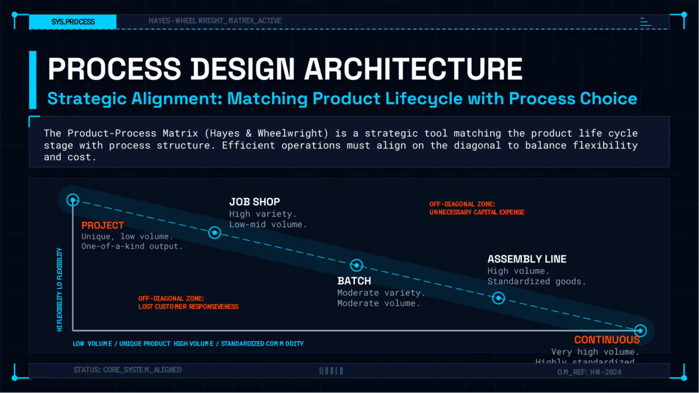The process design matrix on this slide shows how product variety and volume influence the right process structure. At one end are custom, low-volume project environments, and at the other are high-volume, continuous systems. The diagonal represents the best fit between product lifecycle and process choice. When a business moves off that line, it usually pays in cost, responsiveness, or both.